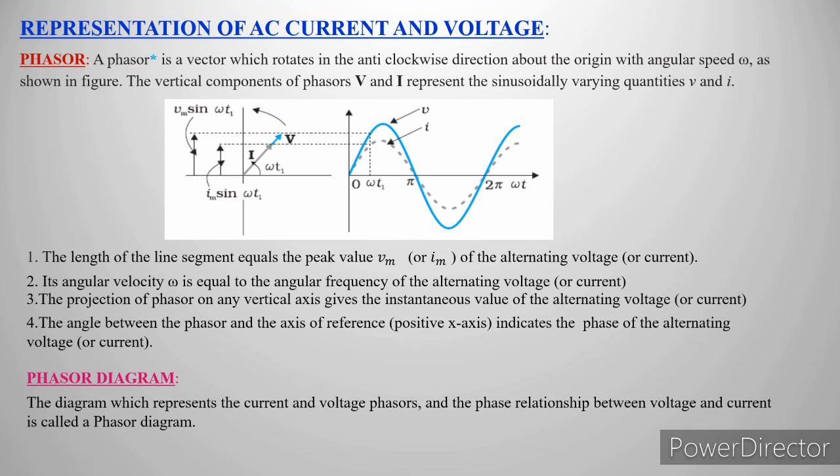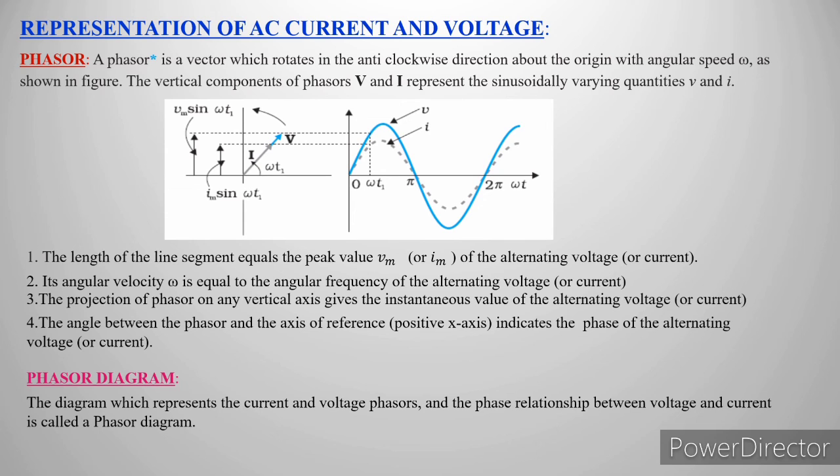If these two vectors V and I lie along the x-axis, then the value of omega t1 will be equal to 0 degree. And if both the vectors V and I lie along the positive y-axis, then omega t1 must be equal to 90 degree. And when the vector rotates from the positive x-axis up to the positive y-axis, the value of omega t1 varies from 0 to 90 degree in the first quadrant, 90 to 180 degree in the second quadrant, 180 to 270 degree in the third quadrant, and 270 to 360 degree in the fourth quadrant, and comes back to its original position.